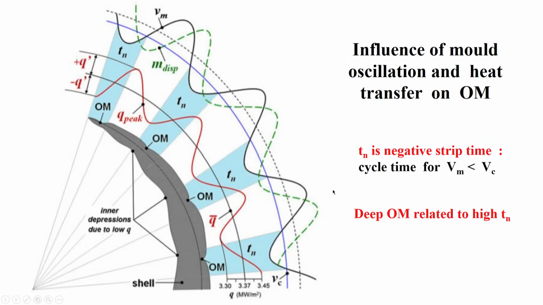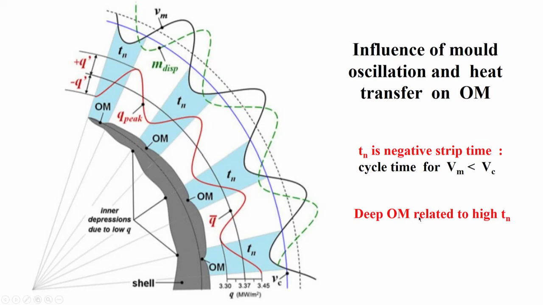First, oscillation mark is generated during negative strip time, that is the first thing I have told you again and again. I am repeating, it is getting generated in negative strip time only, it is associated with negative strip time. And the more is this Tn, the larger is the negative strip time, the deeper will be the oscillation marks. So, our aim is to control this negative strip time. If you can control negative strip time, the depth of the oscillation marks will be less, and if the oscillations are regular, oscillation marks will also be regular.